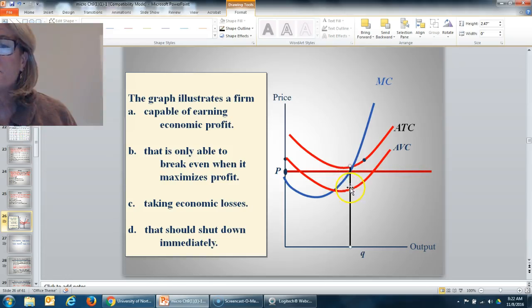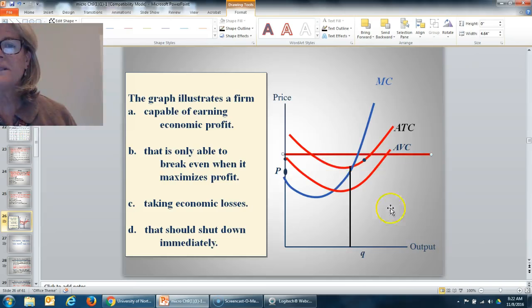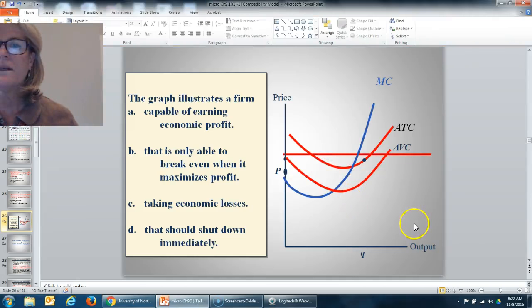All right, let's do this. How about that? Should they stay in business? I'm going to get rid of this Q star because that's no longer applicable. Yes, Q star would be right here, right? Where your price line is equal to marginal cost. Price per unit is greater than cost per unit, and there's your profit.